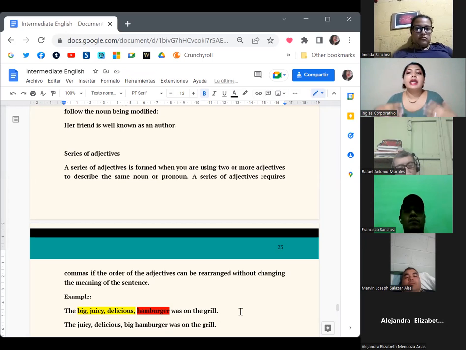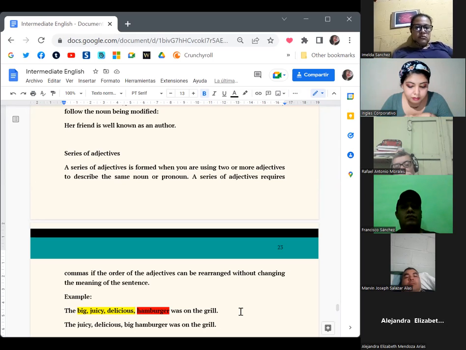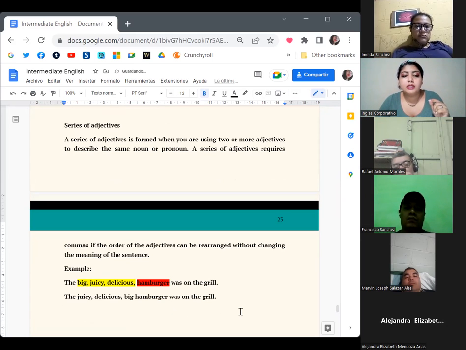So commas are required. In that case, it's not like we are going to change all of the things that we have in the sentence. So we are just changing the order of the words. And it is not a big deal. So we are just going to separate by commas. So we are going to see that if the order of adjectives in a series cannot be rearranged, then no commas are needed. Then we are going to change the order, but in this case, we are not going to use commas. No vamos a utilizar commas en estos otros ejemplos.